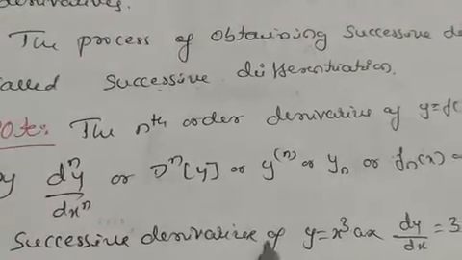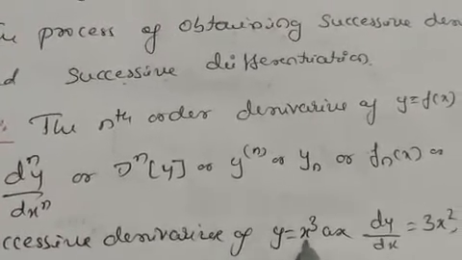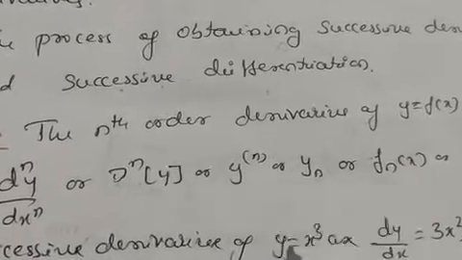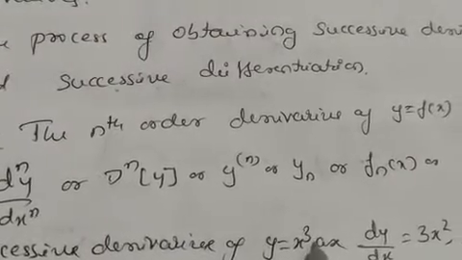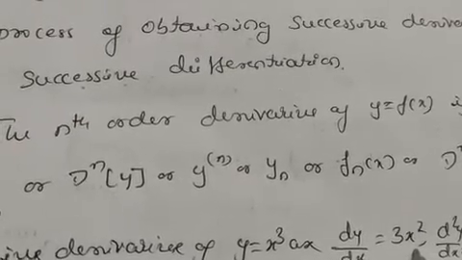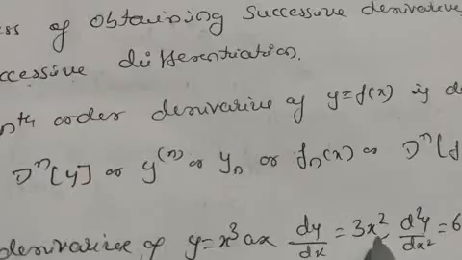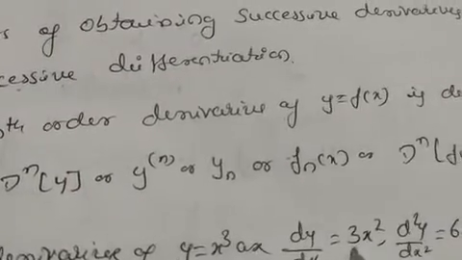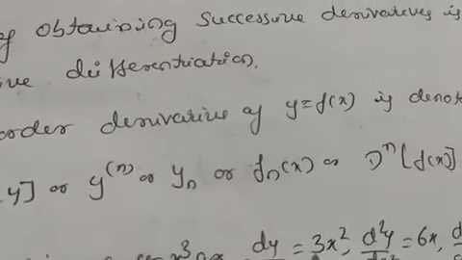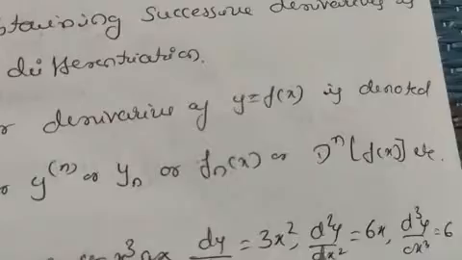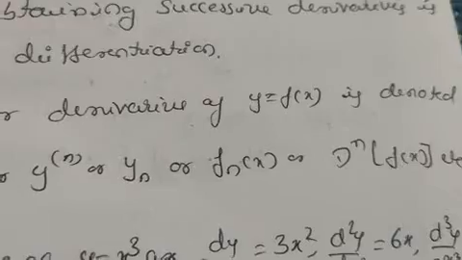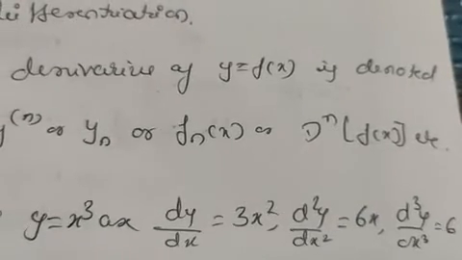Suppose, for example, let us take one example here. If y equals x cube is a function, then its successive derivatives are: dy by dx. You know, the derivative of x raised to n is n into x raised to n minus 1, so the derivative of x cube is 3x square. Its second order derivative means differentiating this 3x square. The derivative of 3x square is 3 as it is, and the derivative of x square is 2x, so 3 into 2 is 6x. Its third derivative, that is the derivative of 6x, is 6, etc. If you differentiate it once again, you will get the derivative of the constant as 0.